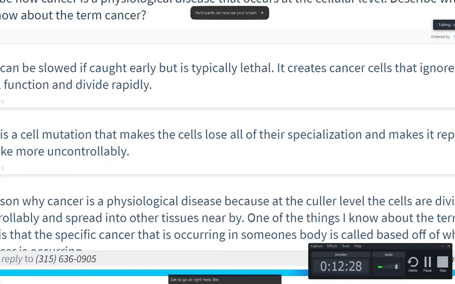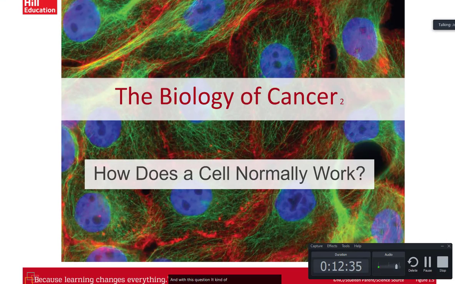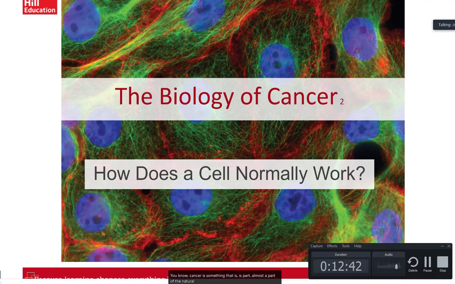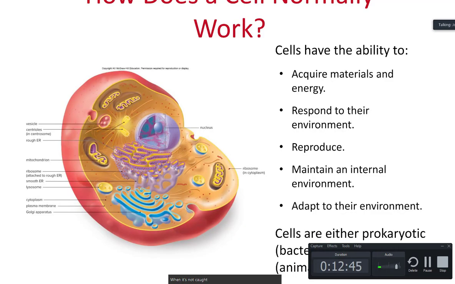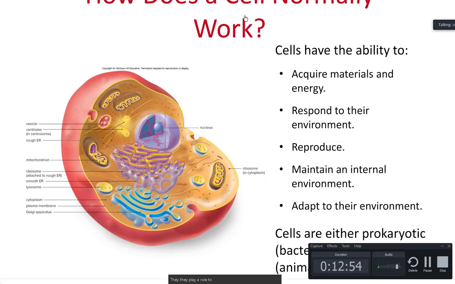All right, okay, so moving on. So we got a chance to talk a little bit about cancer. And with this question, it kind of warms you up, hopefully, with your mind that cancer is almost a part of a natural process when it's not caught. And unfortunately, how cells work is that cells have all these functions that we already have talked about. They play a role to acquire nutrients and material to generate energy. They have to be able to interact with their environment. Ultimately, they have to reproduce and adapt.